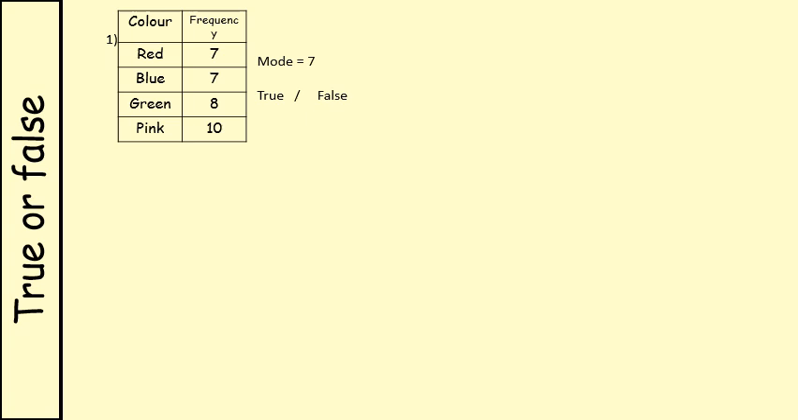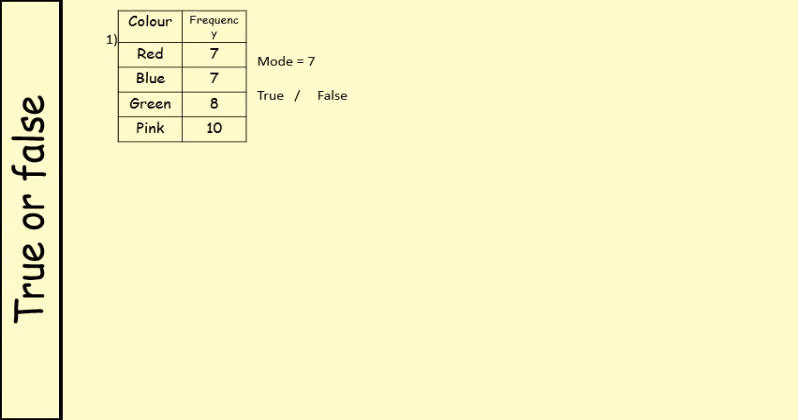So in our table we've got a statement here. So we said the mode is 7 and we want to decide if that is true or false. So just have a look at the data and have a think and see if you can work out whether you think this is true or false.